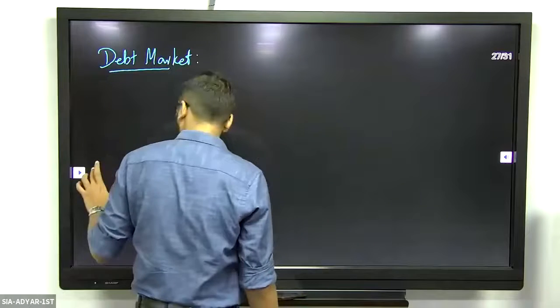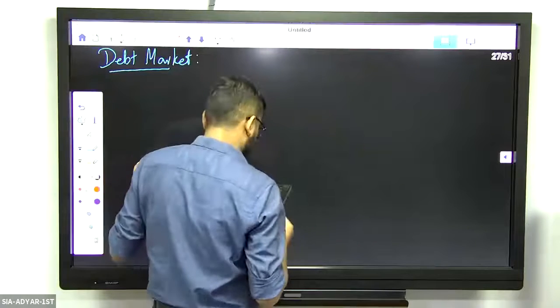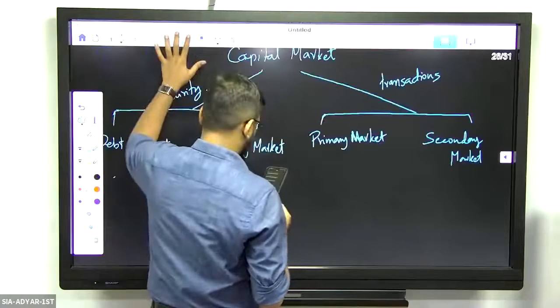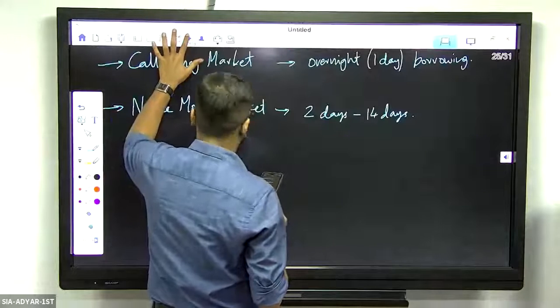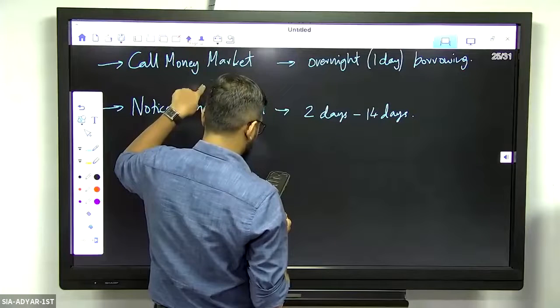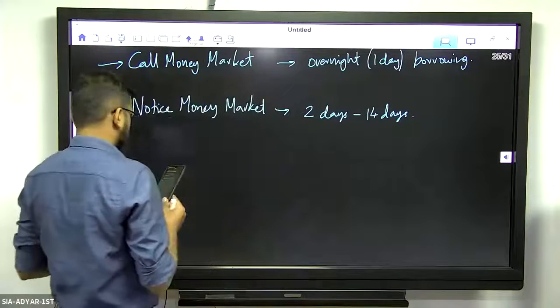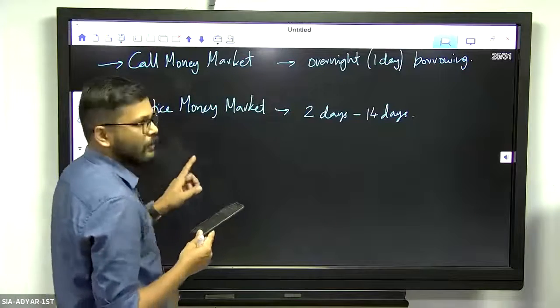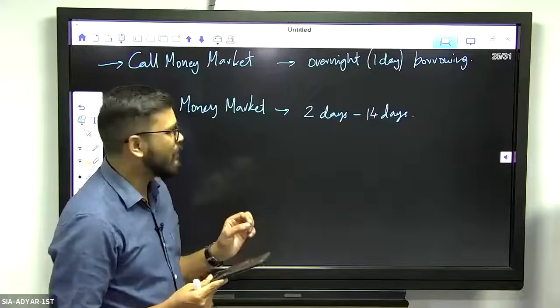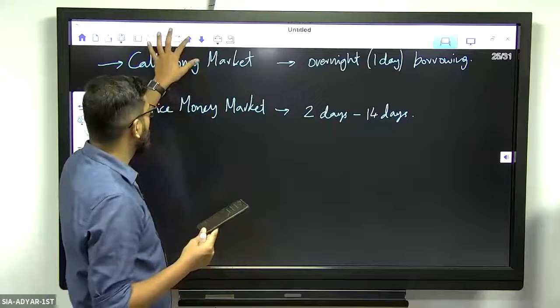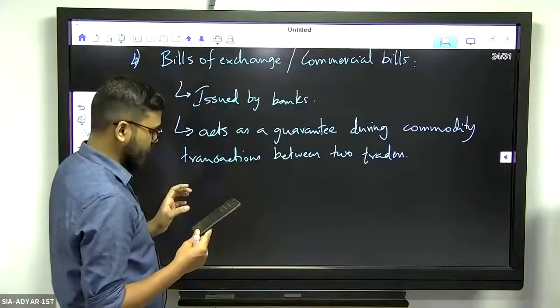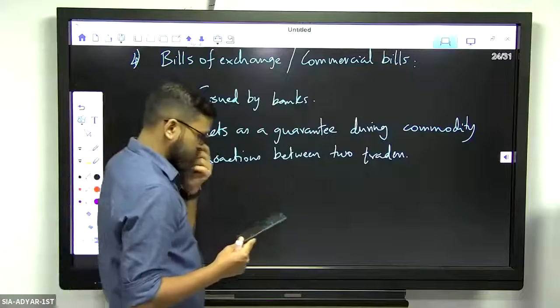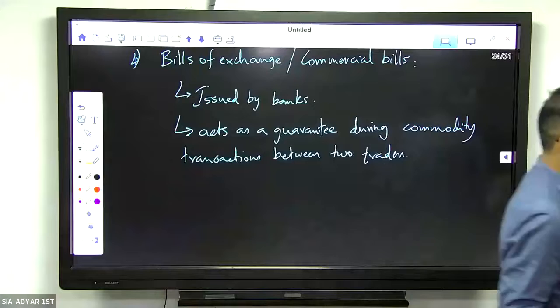Just 1 second. Couple of requests have come. Please show the slide on commercial bills. So this is the previous slide. So 2034875. I hope you are referring to this slide. If you are asking me to show slides, please at least tell me the slide number. This is the bills of exchange, commercial bills. This is for Shivapriya.